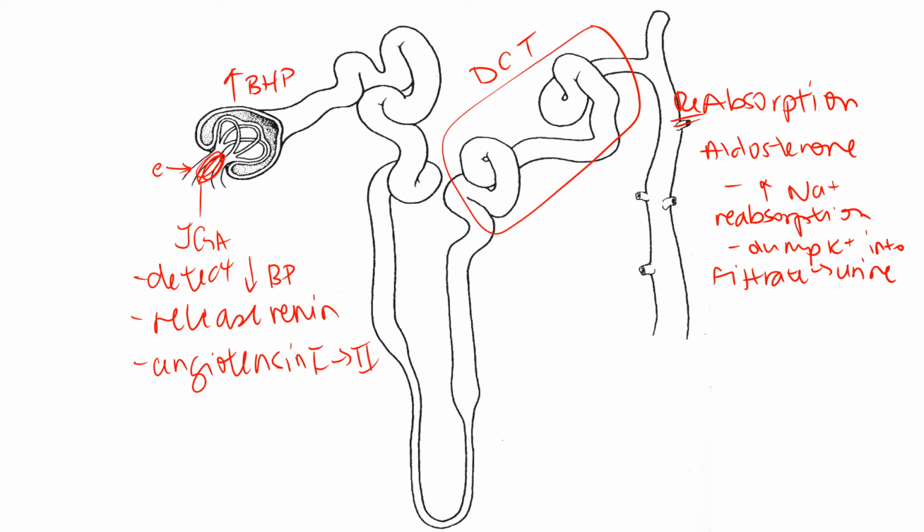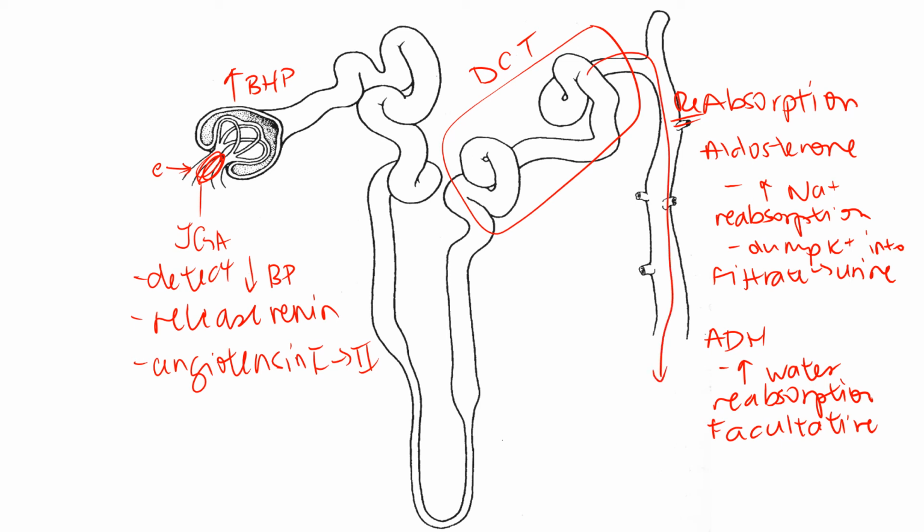Water also is going to be reabsorbed. It's kind of a 1-2 punch when you have low blood pressure. We release aldosterone and ADH. ADH, of course, increases water reabsorption here. So this is called facultative reabsorption. That is in contrast with obligatory. This means you only reabsorb water in the DCT if ADH is present. If there is no ADH present here, what happens to the water in your DCT? That water would continue on to the collecting duct and end up in the urine.